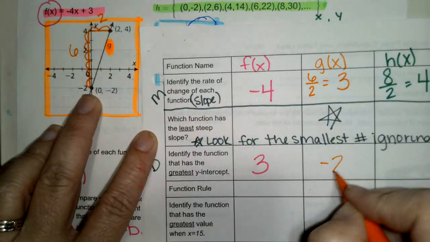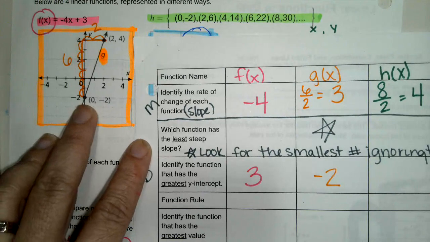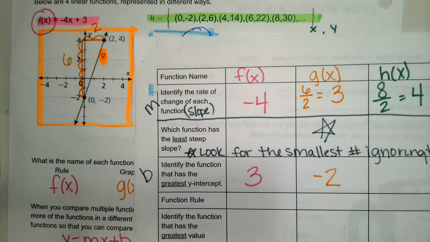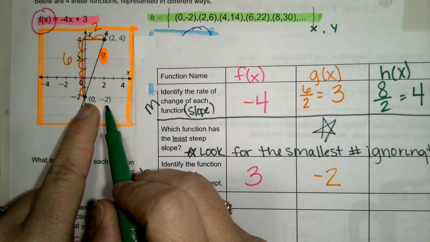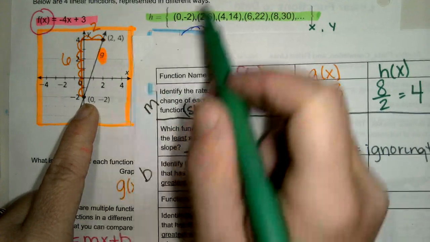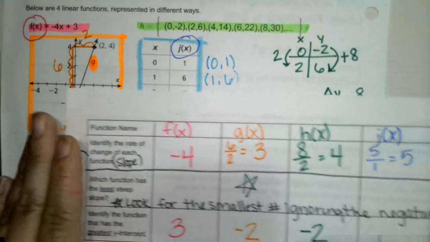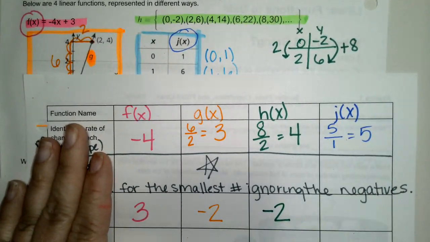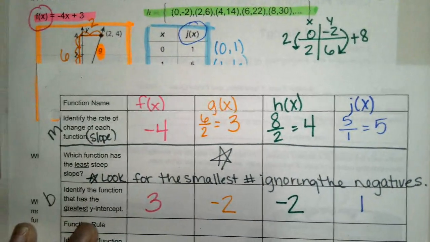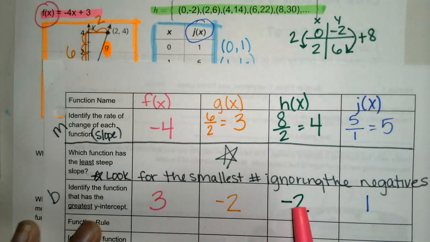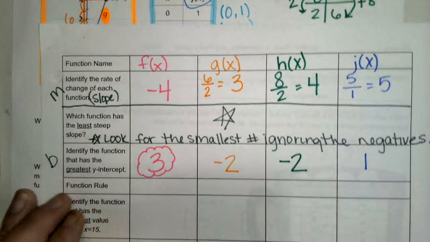Now, something that you need to look for when you're looking at the table or the set of ordered pairs is when the x value is 0, the y value is whatever that y-intercept is. So looking up here, my y value is -2 for h of x. And then on my table, my y value when x is 0 is 1. So the greatest y-intercept, 3, -2, -2, 1 is 3. So I'm going to just kind of put a bubble around it saying that that's what it is.